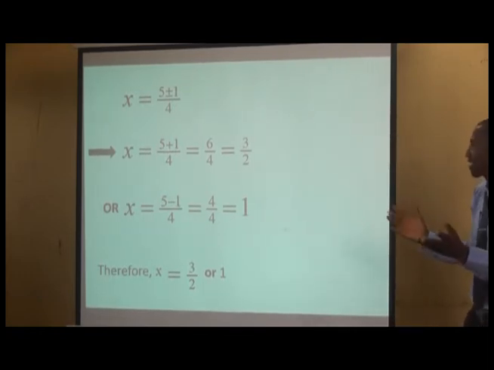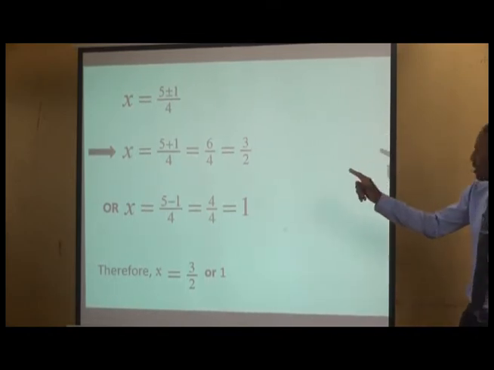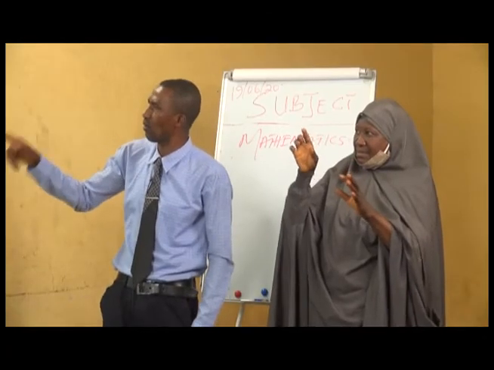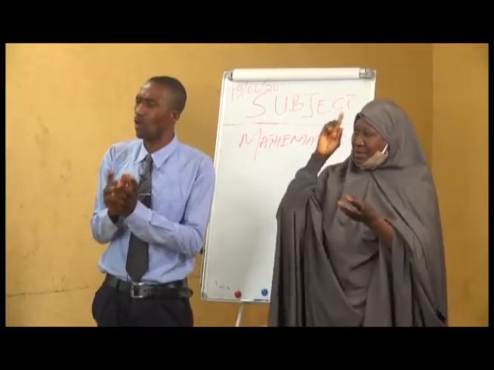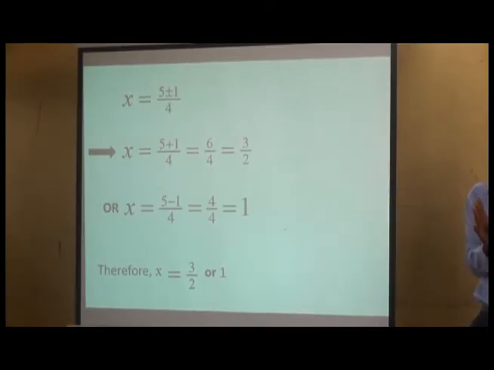Now, let's find the exact value of x. If you are using the positive term only, then your x becomes 5 plus 1 over 4. And 5 plus 1 will give you 6 all over 4. To reduce 6 over 4 to its lowest term, it becomes 3 over 2. 2 can go into 4 2 times, and 2 can go into 6 3 times. So that becomes 3 over 2. So x is 3 over 2.